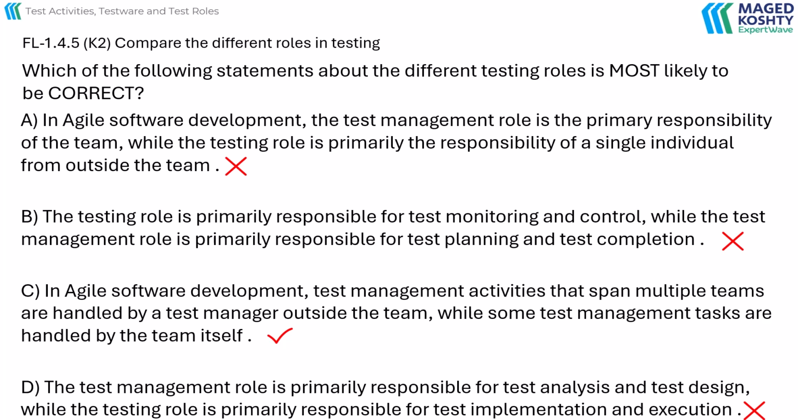So let's visit it again. In agile software development, test management activities that span multiple teams are handled by a test manager outside the team. Although I consider managing multiple teams in agile to be an advanced topic at the foundation level, it makes sense that you need a test manager to do that. The remaining sentence, while some test management tasks are handled by the team itself. This is true considering the approach of the whole team. So, option C is correct.